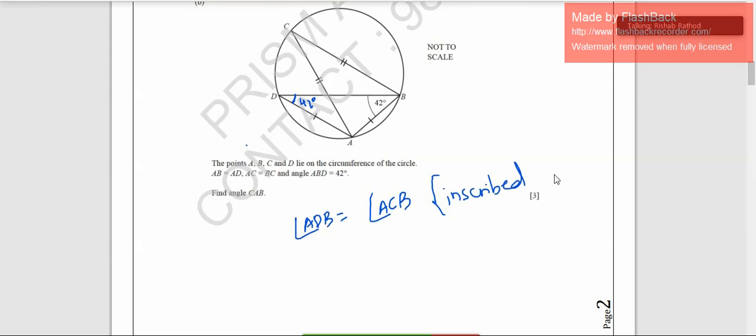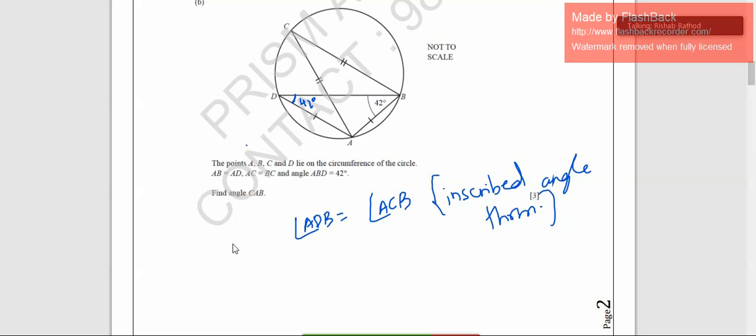Inscribed angle theorem. Or you can write the full statement: angles inscribed in the same arc are equal, or angles subtended by the same segment. Correct?